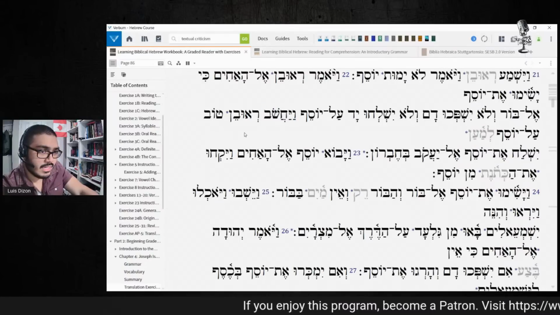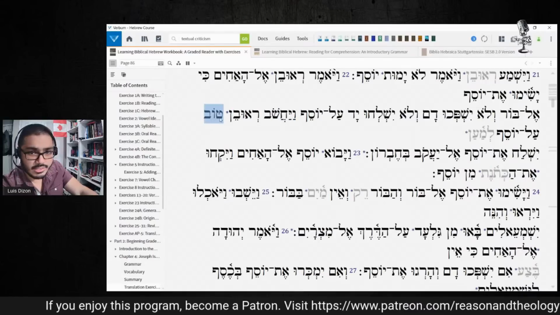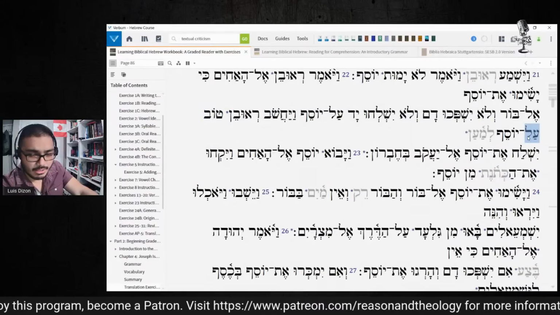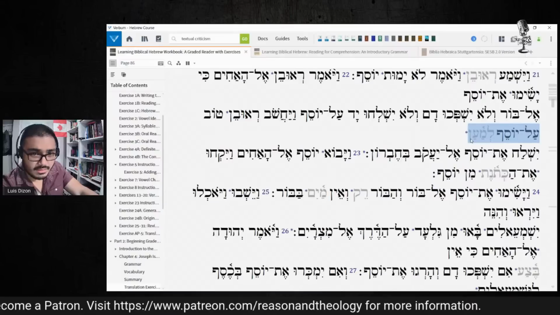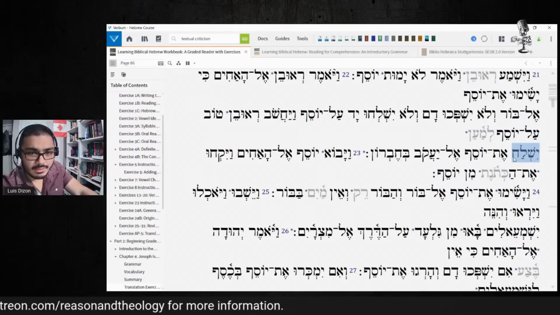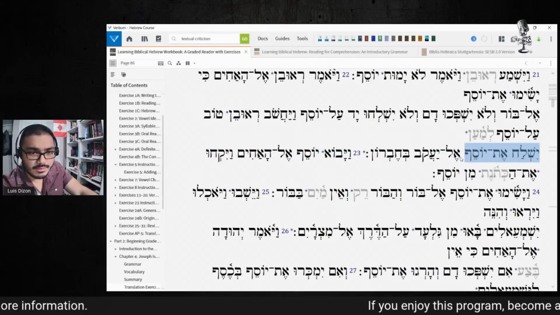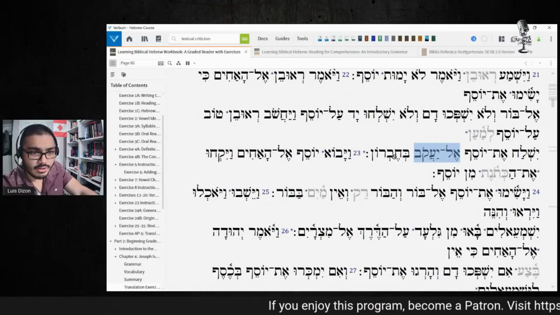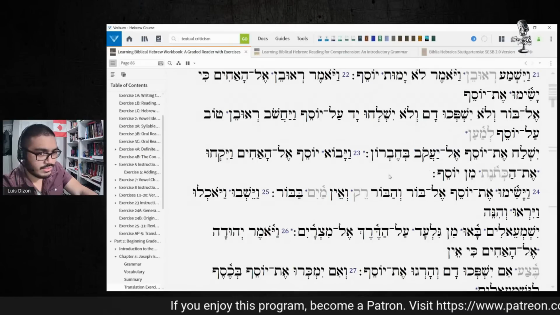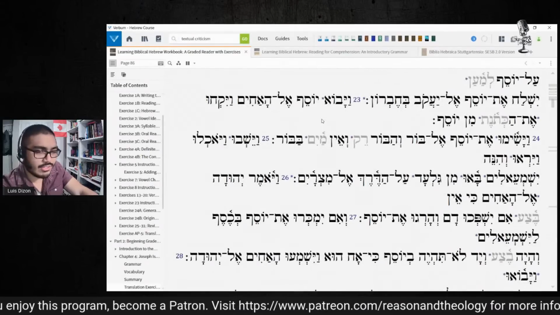Vayachashov, and Reuben thought good about Joseph, so that he will send Joseph to Jacob in Hebron. So here's the part where Reuben is planning to save his life. But we know how this turns out.